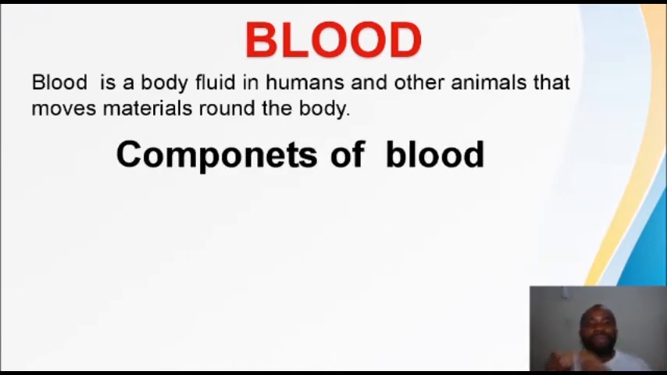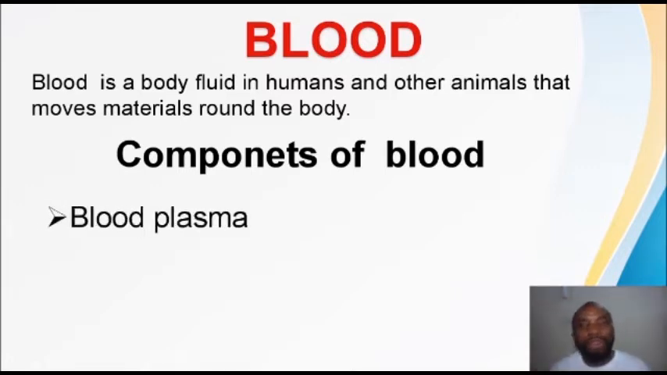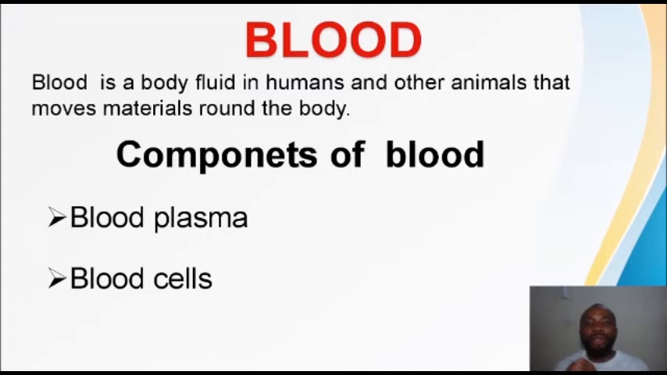So let's look at the components of blood. Component means those things that make up blood. The first one is what? The blood plasma. The second one is the blood cells. So there are two components of blood: the blood plasma and the blood cells.